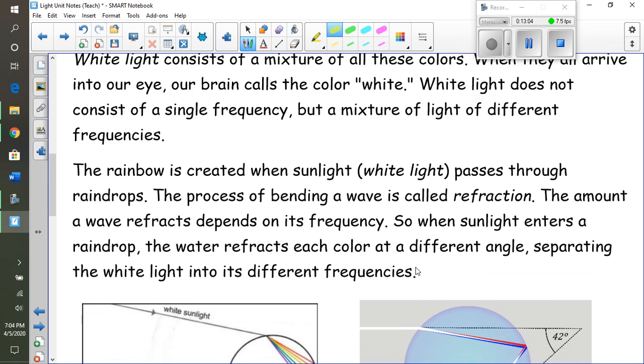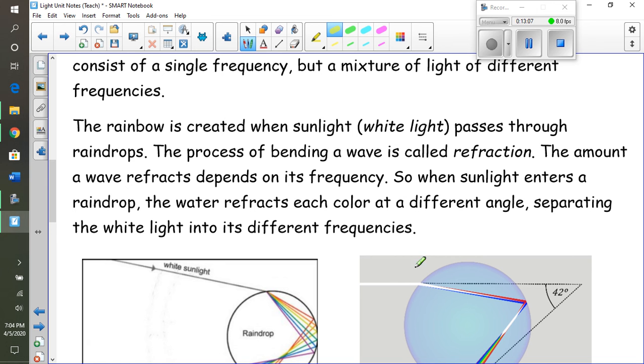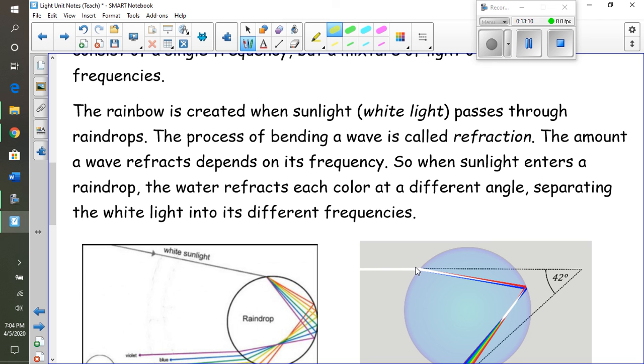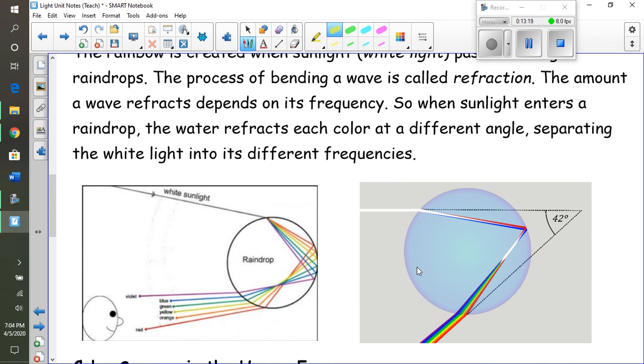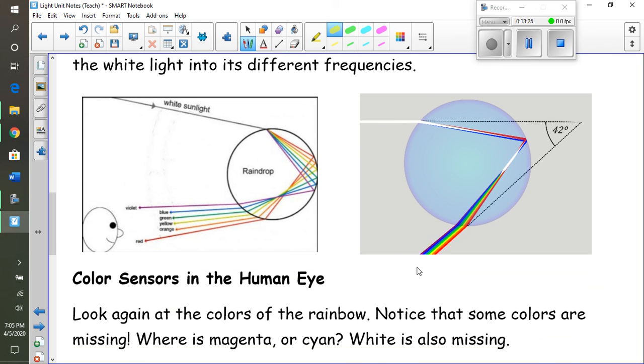So a rainbow is created when sunlight, which is white light, passes through raindrops. Raindrops act as a prism, and they kind of bend the light at different angles. We call that refraction. And the amount that a wave refracts depends on its frequency. So when the sunlight enters the raindrop, it is refracted. Each color is refracted or bent at a different angle, separating the white light into its different frequencies. So that gives us the different colors here. And you can kind of get an idea from this picture which frequencies bend the most. It looks like longer wavelengths like red, lower frequencies, bend more than shorter violet or bluer wavelengths.